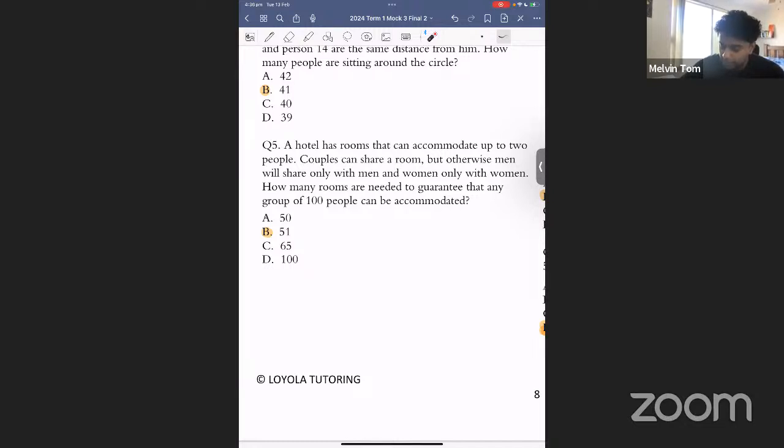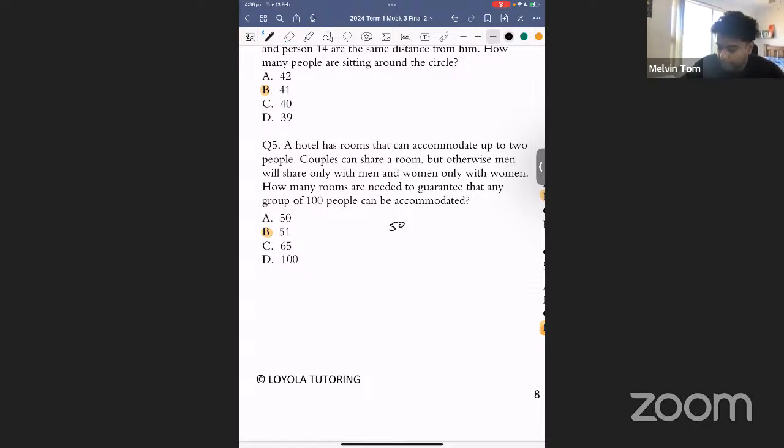So a hotel has rooms that can accommodate up to 2 people. Couples can share a room, but otherwise men will share only with men and women only with women. How many rooms are needed to guarantee that any group of 100 people can be accommodated? So imagine you have a random group of people, right? Well, firstly, if you had 50 men and 50 women, an even split, how many rooms would you need?